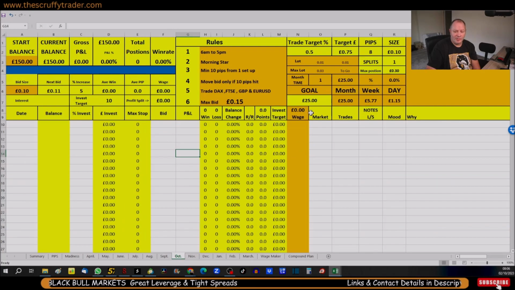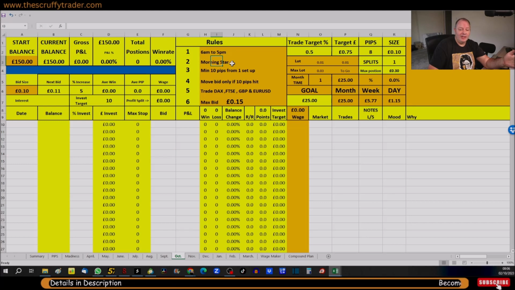So if we bring this back to October, we've got a goal of 25 quid. This will count down as we go. It'll work out what bids we have, and it'll tell us exactly what our position is at any one time, and these are the trades. You start analyzing at 6, and you've got till 5 o'clock in the afternoon to get that triggered. If it doesn't trigger, you walk. That's simple. The strategy we're using is Morningstar, and we're looking for a minimum of 10 pips from one setup, and we can only move the bid up if a 10 pip target is hit. So if you do 8 pips today, you can't move that target up until the next day when you've hit 10, and those are the markets that we're going to work with.